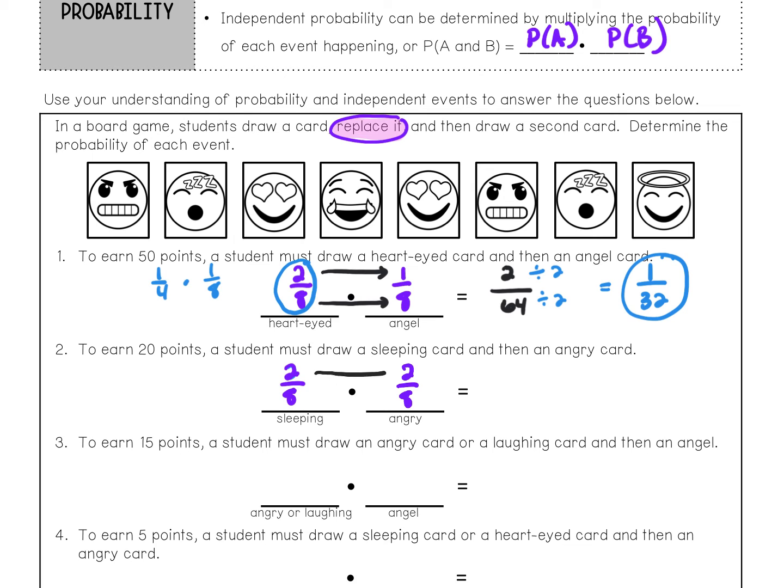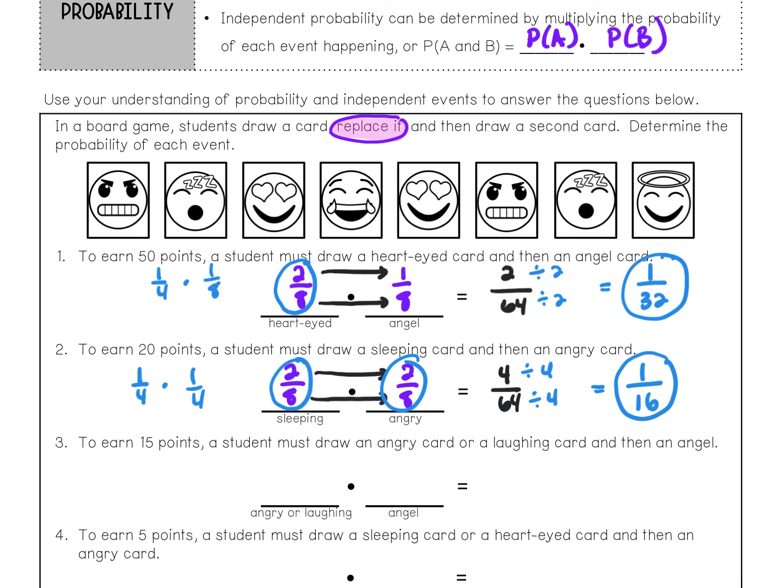So now we're going to multiply straight across. We're going to get 4. 2 times 2 is 4. 8 times 8 is 64. And 4 is a factor of itself. 4 will divide into 4, and 4 will divide into 64. And that will reduce to 1/16. Now you may have noticed that we can reduce both 2 over 8s. They're both the same, and that would give us 1/4 times 1/4. And if we multiplied straight across, it would take us directly to the reduced version.